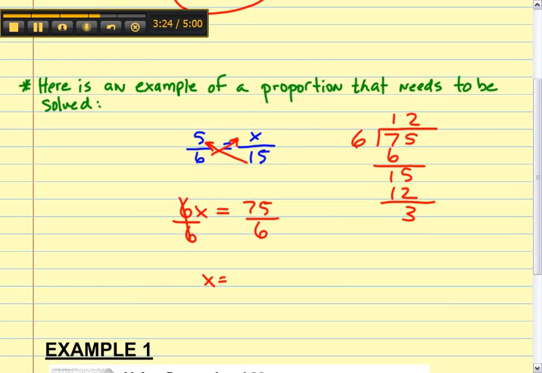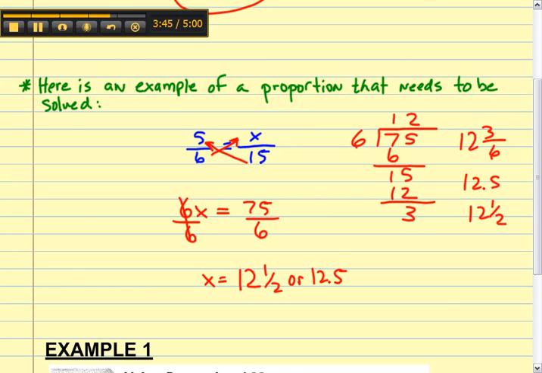I could leave it as a mixed number, couldn't I? Yes. What would it be as a mixed number? 12 and 3 sixths, which is the same as what, Isabel? 12 and 3 sixths is the same as 12.5 or 12 and a half. So that means that x is equal to 12 and 1/2 or 12.5.